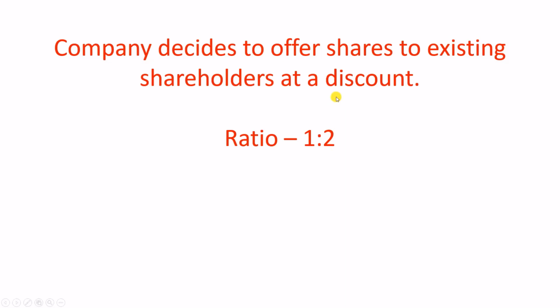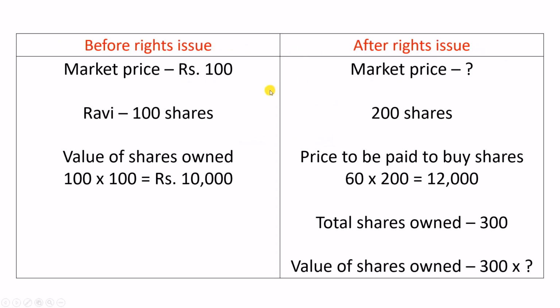Now let me give you an example and explain the concept. On the left side is before rights issue, on the right side is after rights issue. Before rights issue, the market price of the share of the company is rupees 100. That means if you want to buy one share of the company, whatever the company may be, you have to pay 100 rupees. So it is 100 rupees per share or stock.